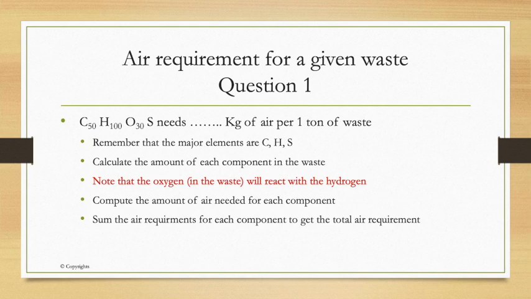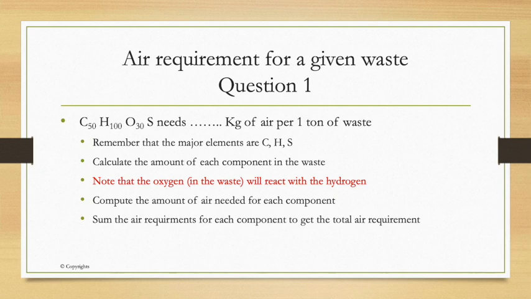Note that there is oxygen in the chemical formula. So this amount of oxygen will react first, and you don't need to supply oxygen at first. So the amount of oxygen found in the chemical formula will react with the hydrogen. Then we are going to compute the amount needed for the carbon, the remaining hydrogen, and sulfur.